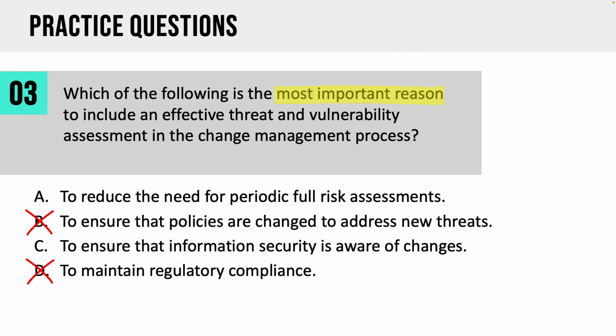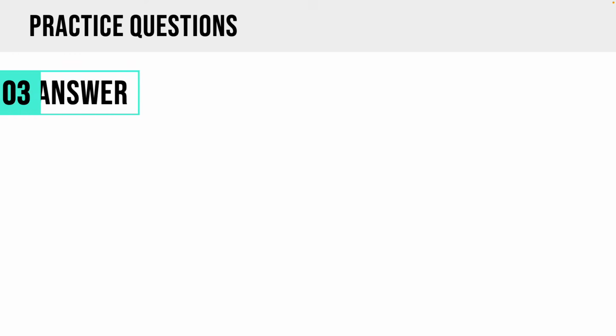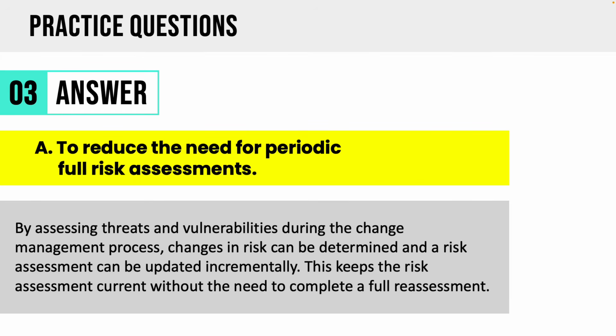So B, ensuring that policies are changed to address new threats. Policies are higher level statements. They're a bit further up the chain than what we're working with here. So that leaves reducing the need for periodic full risk assessments, or ensuring that information security is aware of changes. Including any threat and vulnerability assessment in the change management process definitely involves these two. The most important is to reduce the need for full periodic risk assessments.